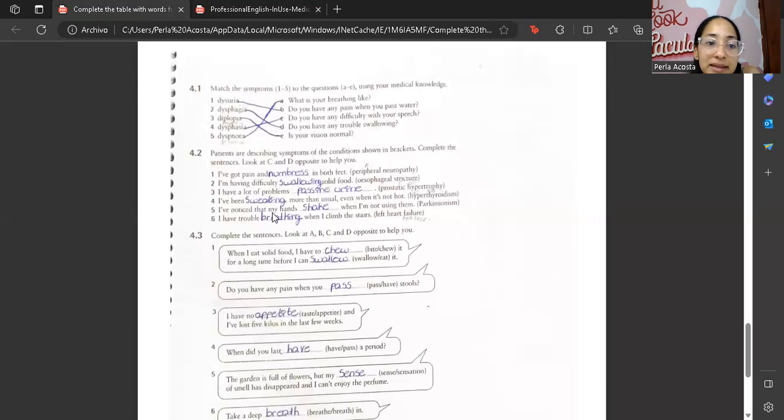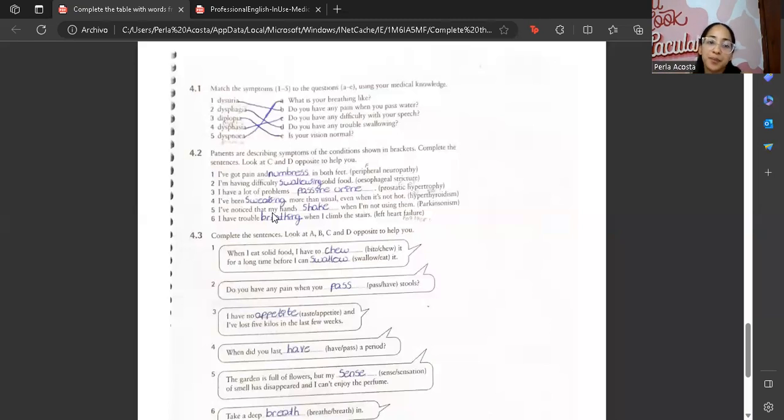Okay, dysuria is, do you have any pain when you pass water? That's dysuria. Okay, what is your breathing like? That is dyspnea. And do you have any difficulty with your speech? And if you have, it is dysphagia. And do you have any trouble swallowing? That's dysphagia. And is your vision normal?